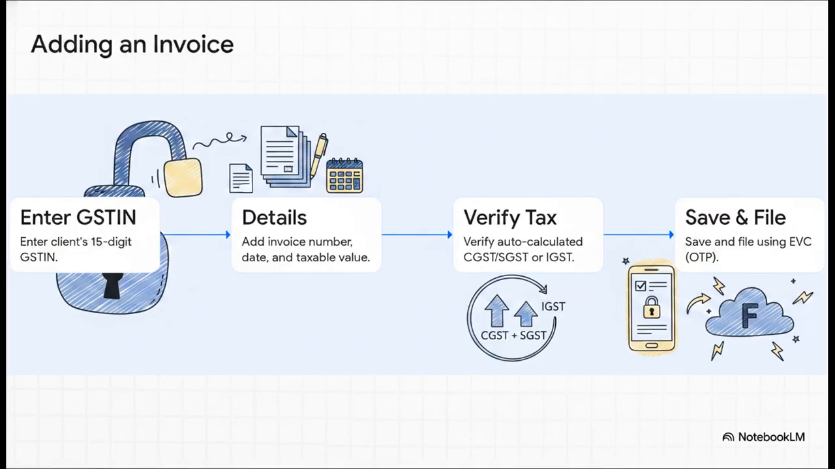The actual data entry is super intuitive. You enter that 15-digit client GSTIN first, then you pop in your invoice number, the date, and the taxable value, which is just your fee before the GST is added. The portal is smart. It'll auto-calculate the tax amounts for you. If you and your client are in the exact same state, it splits the tax into CGST and SGST. If it's an interstate transaction, it groups it all as IGST. Once your invoices are in, you hit save, verify your identity using an EVC, which is just an OTP sent to your phone and email, and boom, you're filed.